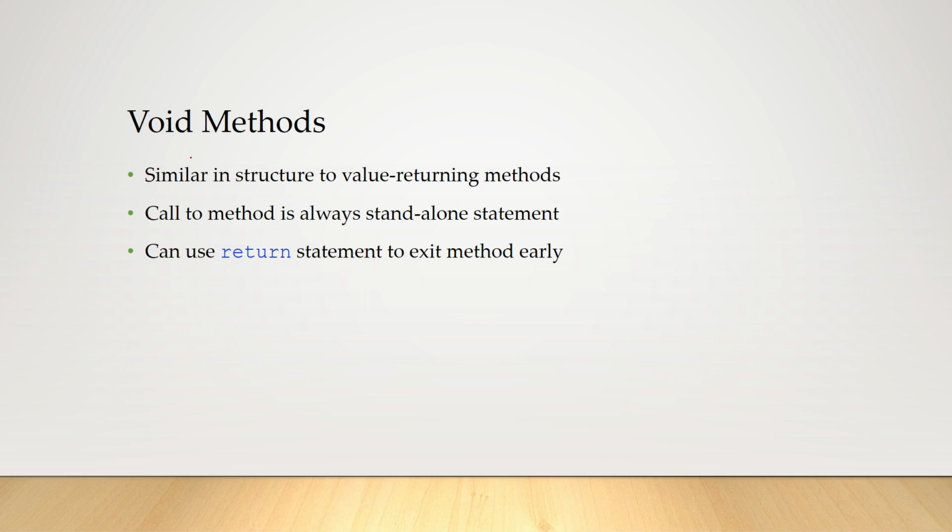Another type of method is a void method. This is similar in structure to a value returning method, but without specifying any primitive type or reference type, but with the keyword void. A call to the method is always a standalone statement. So you cannot use it for calculations, because the void method does not return a value. It's a standalone statement for the method call. You can use a return statement to exit the method early, but that is not a requirement for void methods.